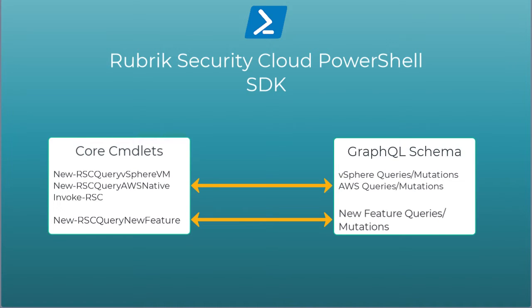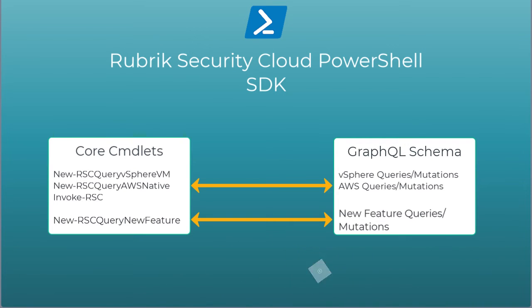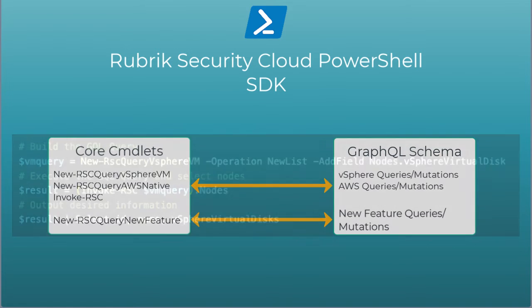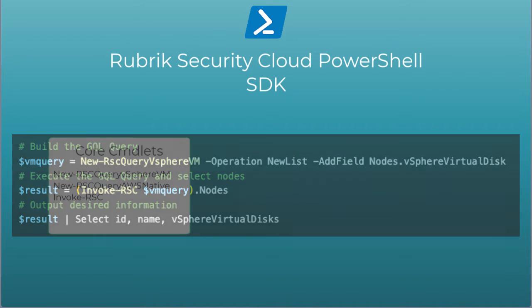Now, the core commandlets do have some drawbacks as well. For instance, you, the customer, will really need to understand a little bit about GraphQL and how it works in order to correctly leverage those core commandlets. For instance, you need to know how to discover things like query names and all the respective fields that are available within those queries. For instance, if I was looking to, say, get the ID, name, and data store location of a VM with the core commandlets, the code would look something like this. Again, very, very powerful, but a bit of a learning curve for sure.